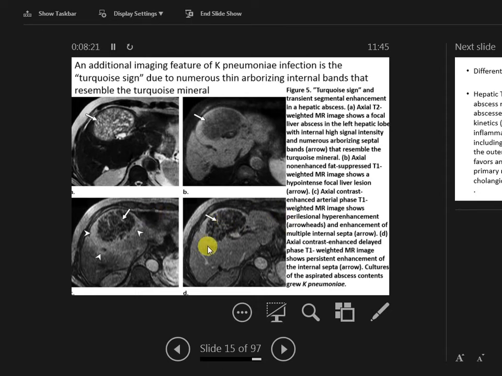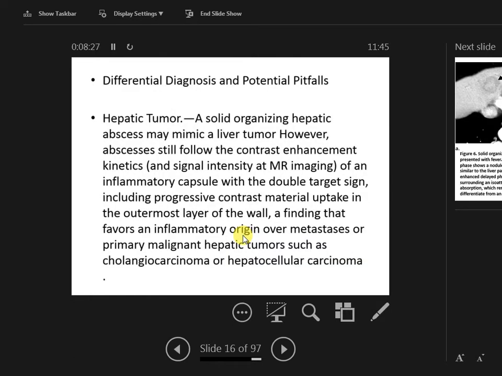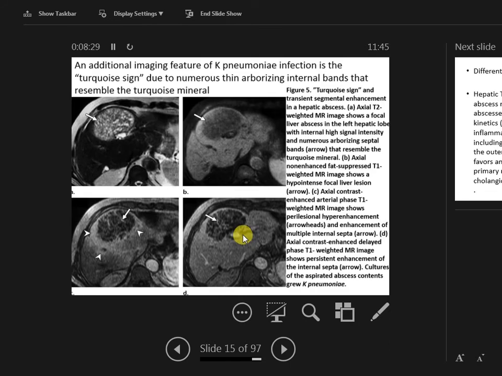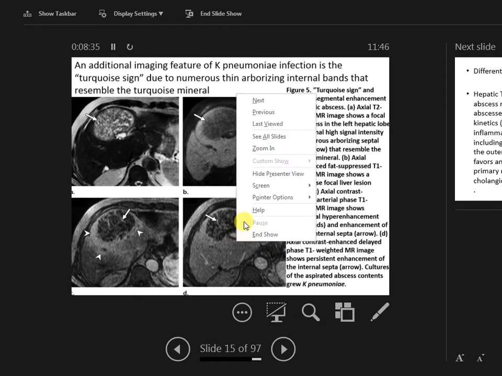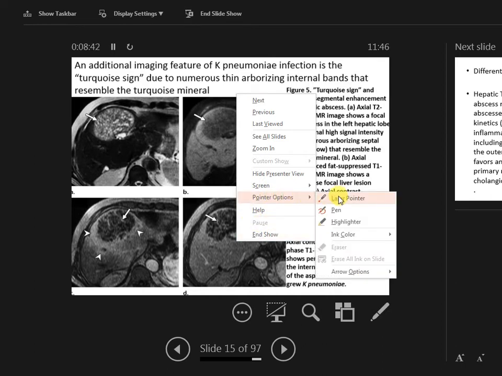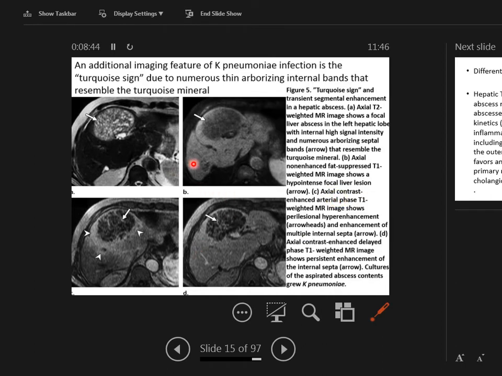Sorry, Doctor, here. Move here, but on the screen it's moving. Yeah. Just reduce selective direction. Pointer options. Okay.